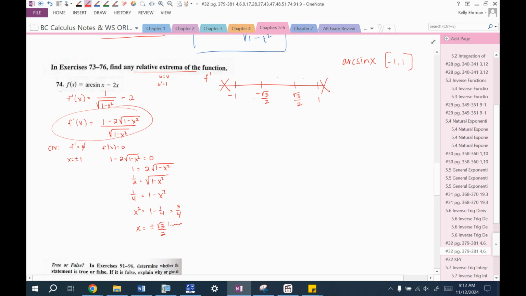All right, so let's plug in something between negative 1 and negative radical 3 over 2. So how about, let's see, how about negative radical 3.5 over 2? That ought to work, right? So what if I test that? So I get 1 minus 2 times the square root of 1 minus, now if I'm plugging this in and squaring it, I'm getting 3.5 over 2 over, now this is a square root down here. That's always positive. And this is positive as well, right?